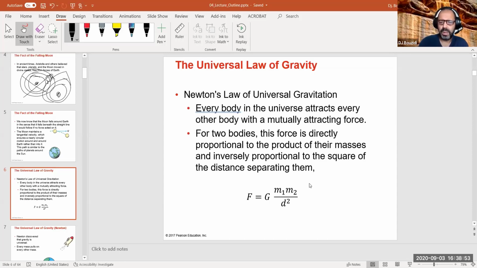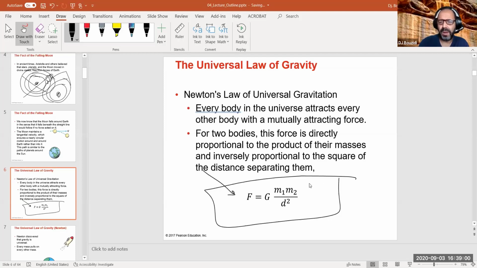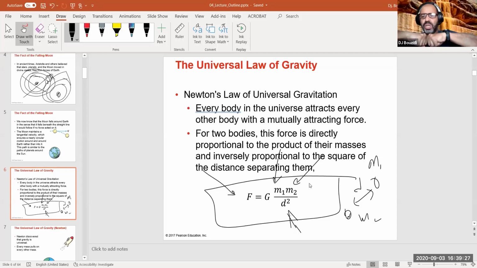So this is the law of universal gravitation. This is the force between two objects of mass 1 and mass 2 at a distance d from one another. So imagine that I have mass 1 here, and I have mass 2 here, and this is the distance between them, d. The mass is in kilograms, so the mass of the first one in kilograms, the mass of the second one in kilograms, and the distance in meters. So we use this expression to find how much force they attract one another with.